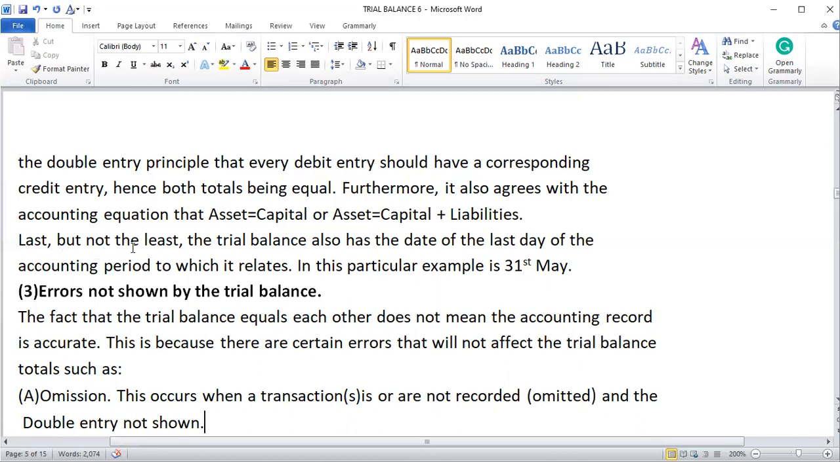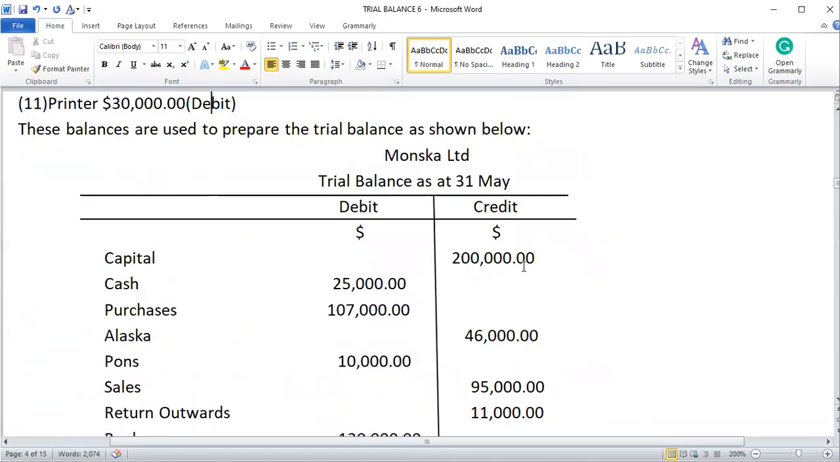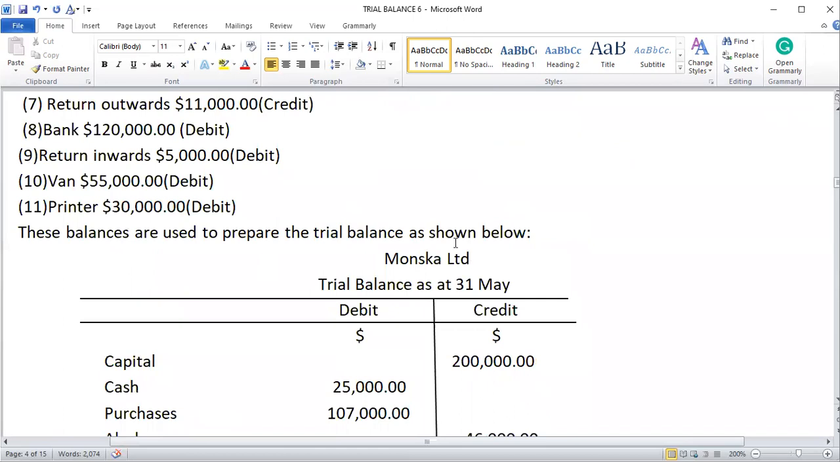Last but not the least, the trial balance also has the date of the last day of the accounting period to which it relates. In this particular example, 31st May. As I said, the trial balance, apart from the name of the firm, should also have the date on which it is prepared.